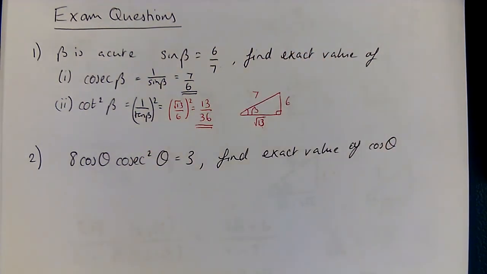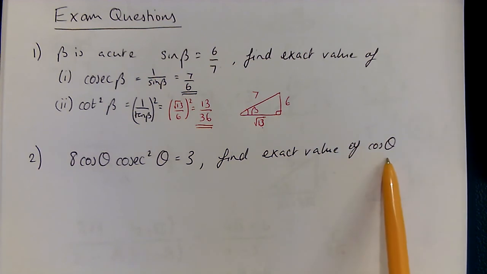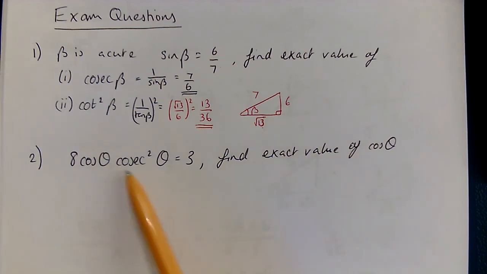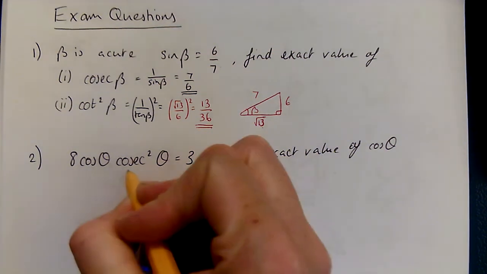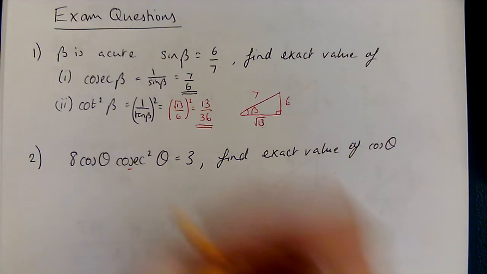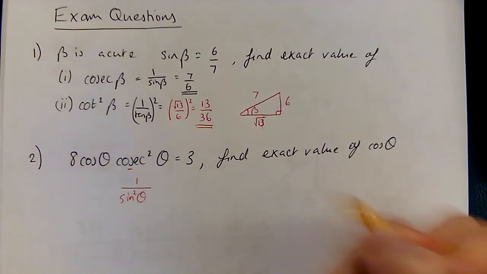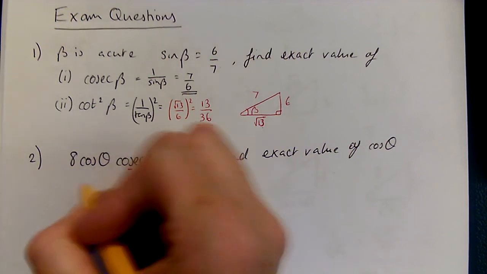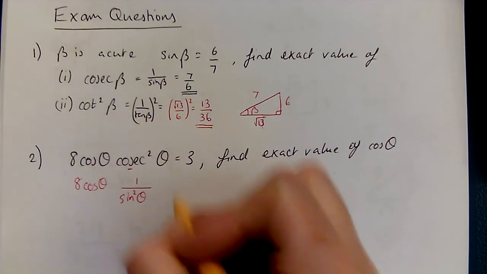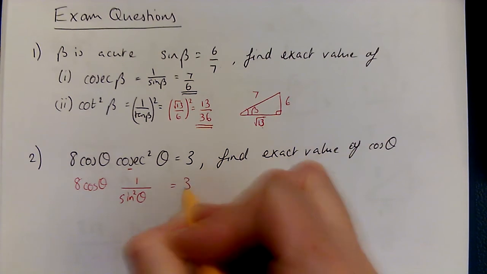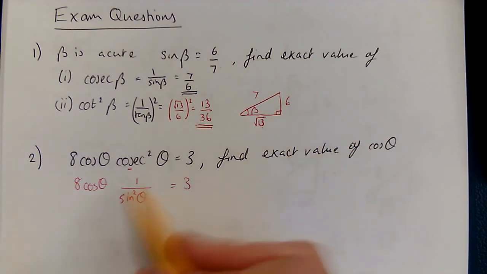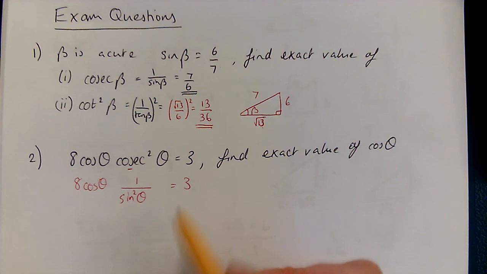The second question is a little more involved. We are given an equation and we need to find the exact value of cos. So we have a cos here and we need to relate cosec to cos. Now we know that cosec is the same as 1 over sine theta. Now it's squared, so this must be squared as well. So we've got 8 cos theta times 1 over sine squared theta is equal to 3. Let's multiply both sides by sine squared so we don't have a fraction.